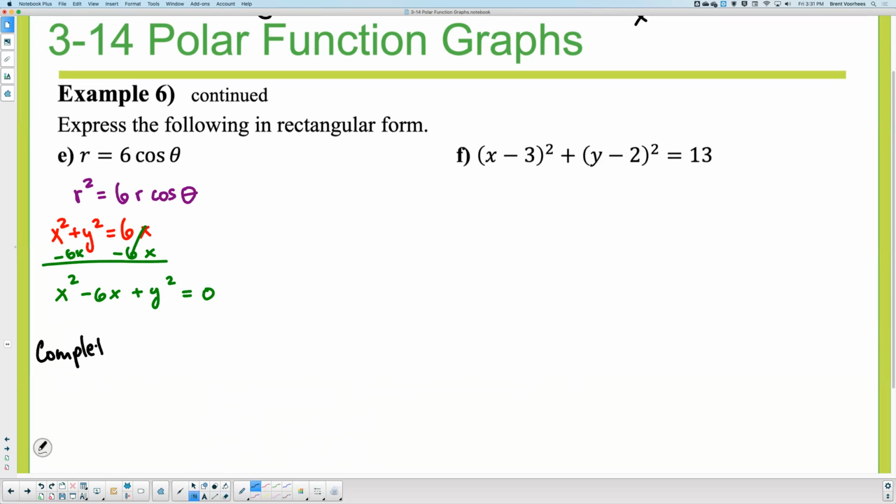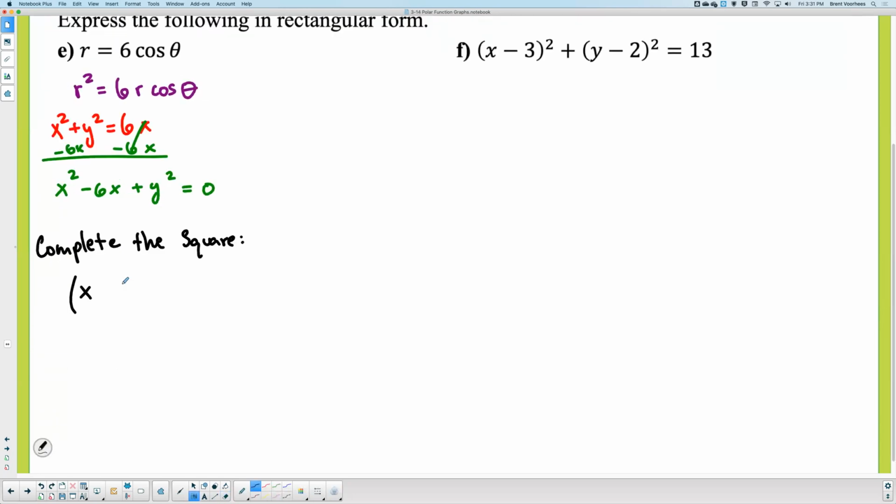Complete the square. So what I would do is you take your x, actually I'll write it this way, I'll just write in the steps. You have x squared minus 6x plus, you add a blank, plus this y squared equals, since I'm gonna add a blank over here, I'm gonna add a blank over here. Whatever I add on the left, I gotta add on the right.